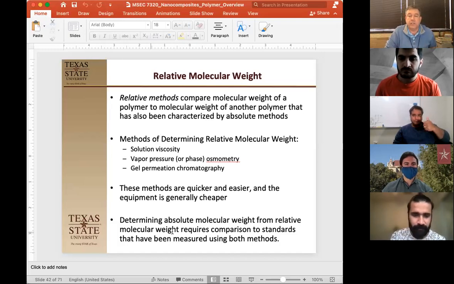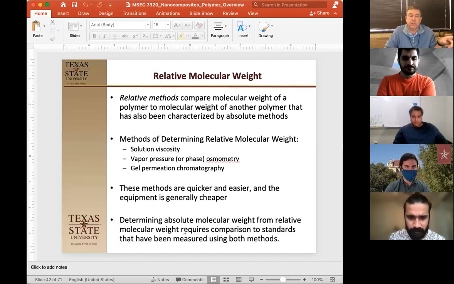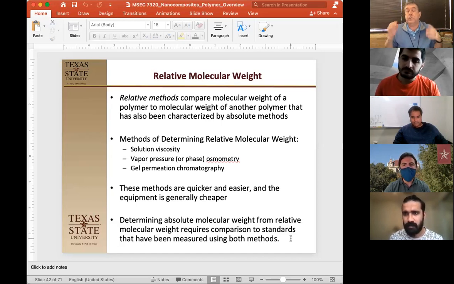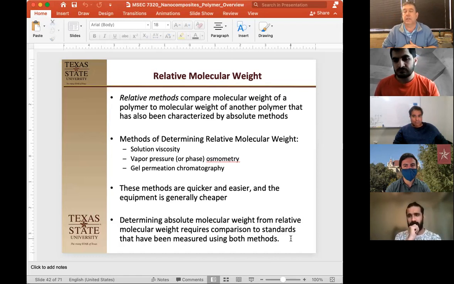Okay, so right here, determining the absolute molecular weight from a relative standard requires comparison of standards that are measured using both methods. So that means that, let's say you use polystyrene standards, right? Then you use polystyrene standards that have been measured by some other method, a colligative method or otherwise. Then you can say, well, based on the known, the absolute, and the comparative, I can confidently say it's this. So you're using two different methods to verify your molecular weight. Does that make sense?